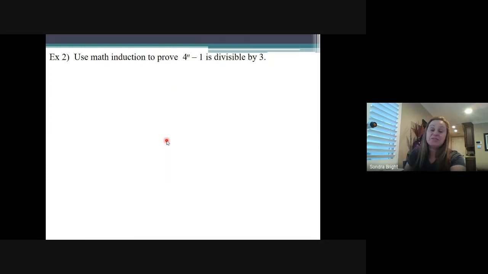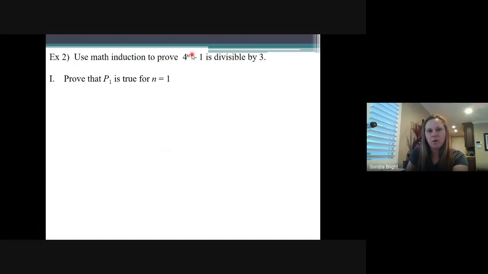Yes. All right, so this type is done differently. And you're going to hate it. Okay. Use math induction to prove that 4 to the power of n minus 1 is divisible by 3. The first step is we're going to prove that P1 is true for n equals 1. Include that English statement.